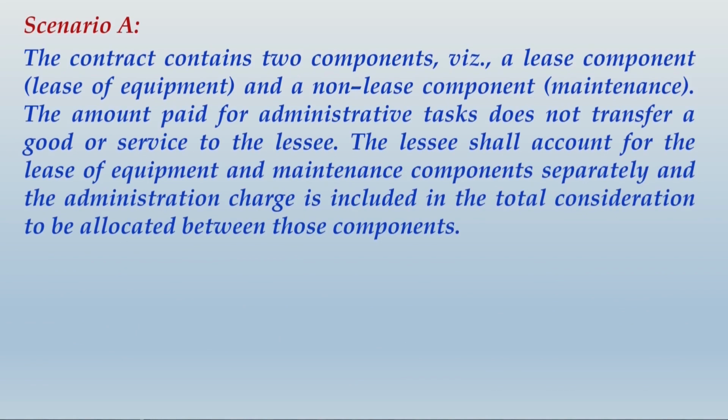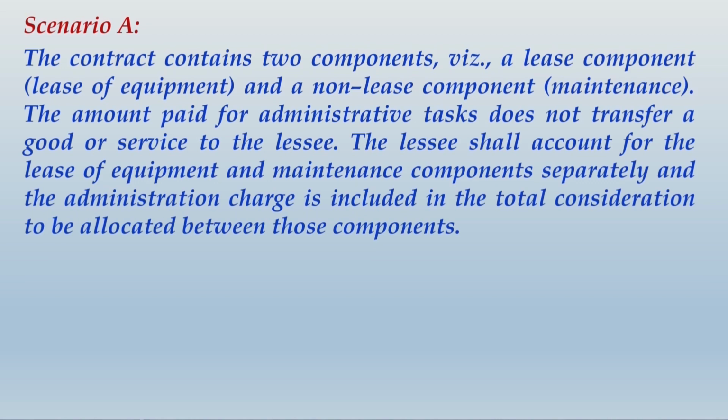So first, the answer for scenario A. The contract contains two components, that is a lease component, that is lease of equipment, and a non-lease component, that is the maintenance. The amount paid for administrative tasks does not transfer a good or service to the lessee. The lessee shall account for the lease of equipment and maintenance component separately, and the administration charge is included in the total consideration to be allocated between those components.